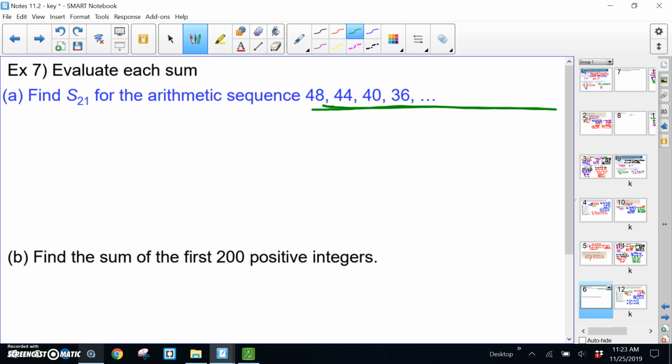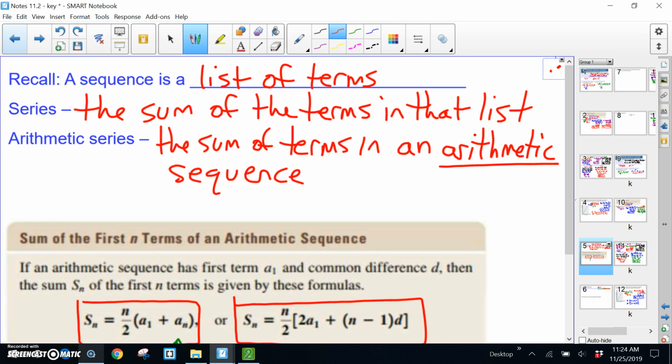So we can see that D is -4 in this problem. What you could do, if you wanted to, is say the next number is 32, and then 28, 24, 20, and you could list out 21 numbers and add them up, and that's going to give you the answer. I don't want to do that. I think that's more work than it's worth. I would rather use one of these two formulas from the previous slide.